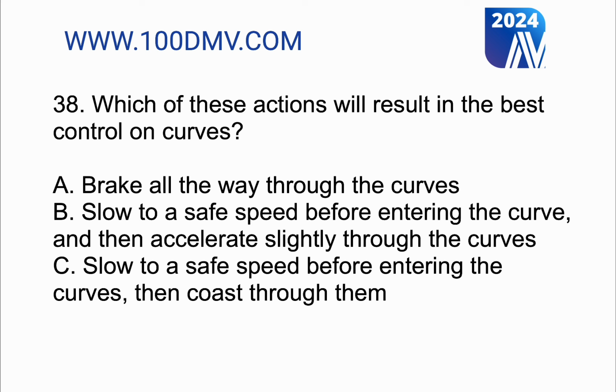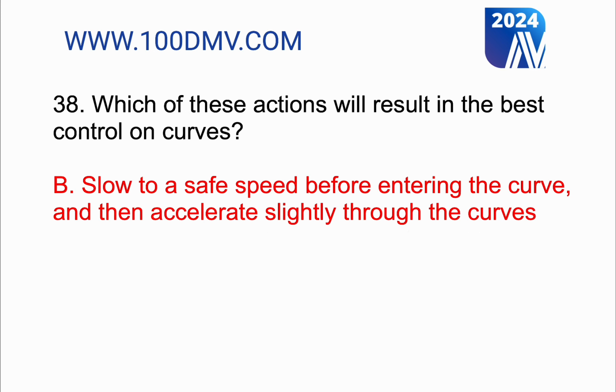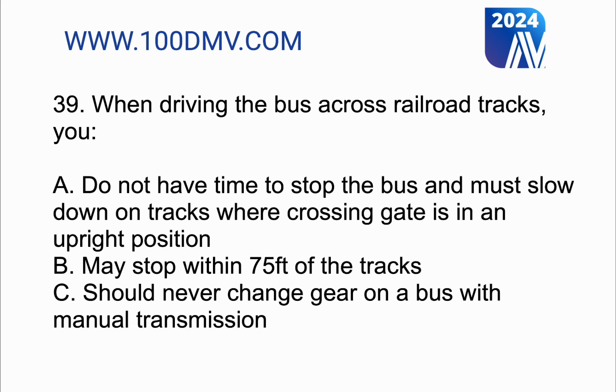38. Which of these actions will result in the best control on curves? A. Brake all the way through the curves. B. Slow to a safe speed before entering the curve and then accelerate slightly through the curve. C. Slow to a safe speed before entering the curve, then coast through it. Correct answer. B. Slow to a safe speed before entering the curve and then accelerate slightly through the curve.